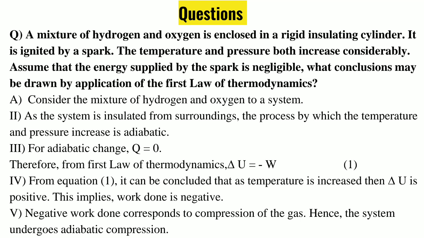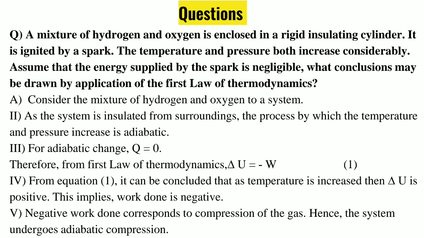Adiabatic, try to understand. Over here, it has been ignited with the help of a spark. Due to the spark, what is happening? It will be adiabatic, meaning it happens suddenly. So it is adiabatic. For adiabatic change, Q is equal to 0. Q means what? Heat, energy. Heat is neither supplied inside nor outside. So heat supplied is 0.